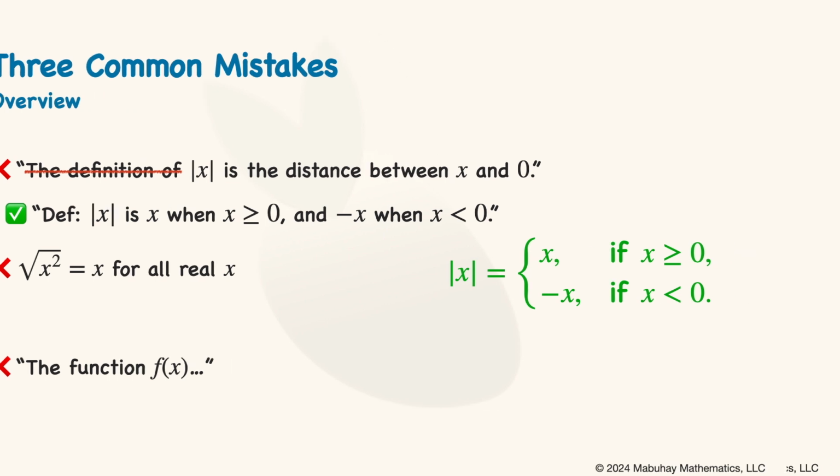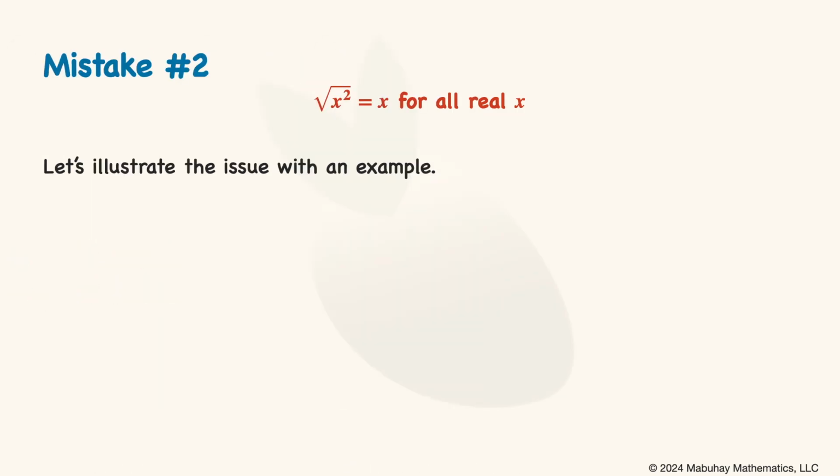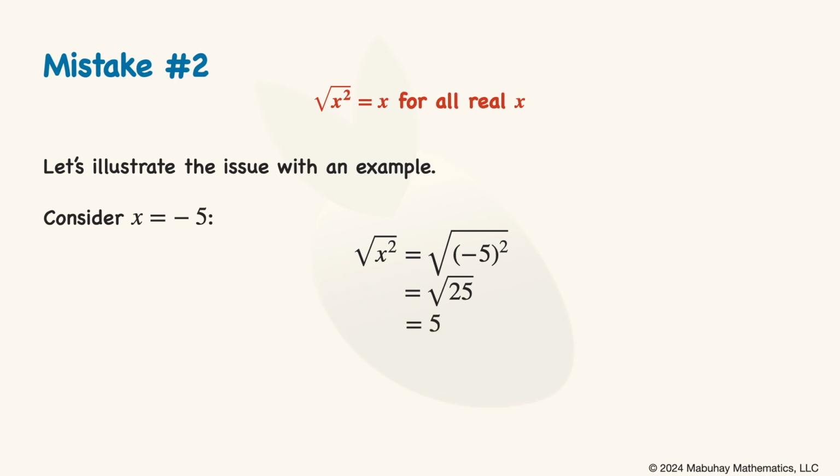Let's do some math. Let's start right away with an example that illustrates the problem. Consider x equals -5. The square root of x squared becomes the square root of quantity -5 squared, which is the square root of 25. The square root of 25 is 5, but x was -5. So the square root of x squared didn't reduce to x. So, although the magnitude of these expressions was the same, they have different signs. Even though x was negative, the square root of x squared was positive.